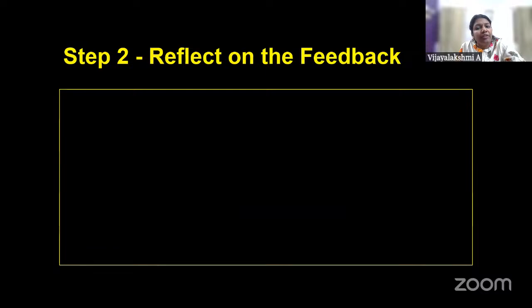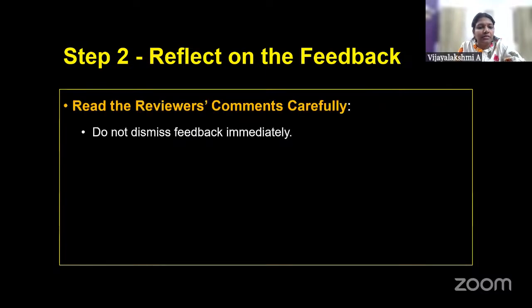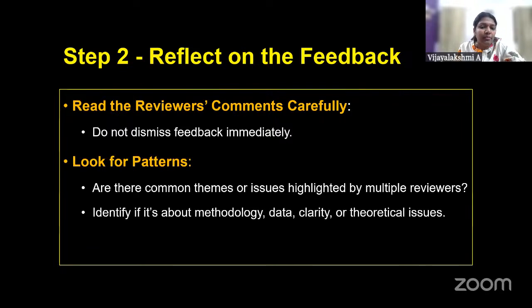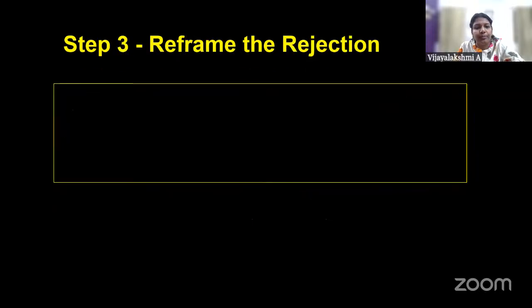Step 2 will be to reflect on the feedback given by the reviewers. Do not overlook the reviewer comments just like that. Go through each and every comment given by the reviewers carefully. If your paper is going to get rejected by one or more journals, then make an effort to identify the common issues highlighted by multiple reviewers. Whether it is pertaining to your methodology, or lack of study participants, or lack of clarity in the way we are interpreting the results, or the way we have discussed in the manuscript. So what is the major issue? We need to find out that issue.